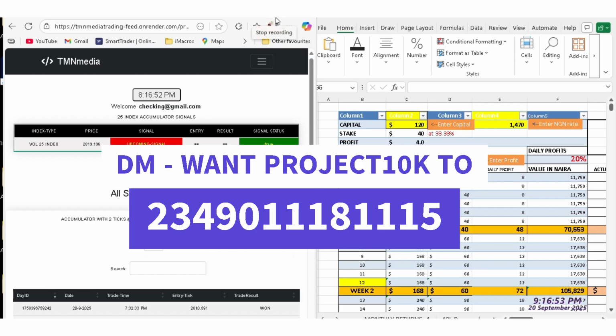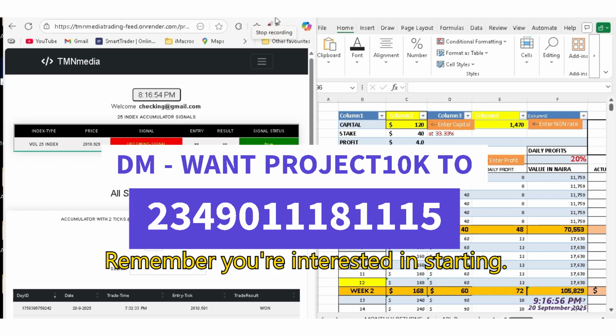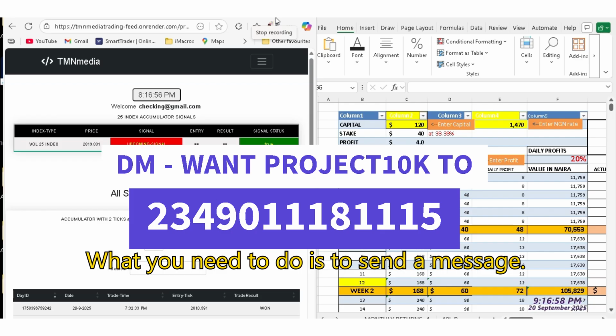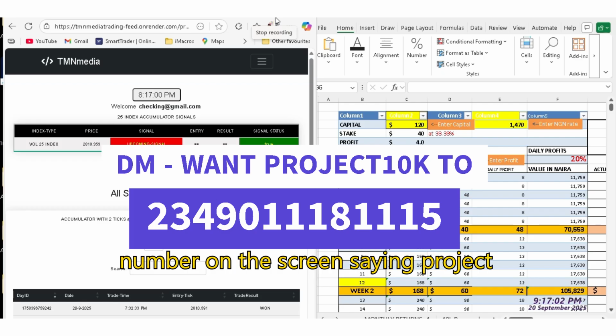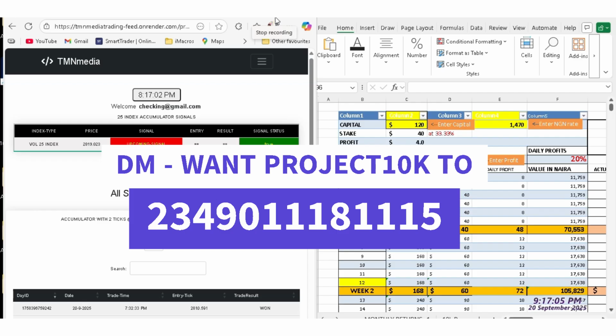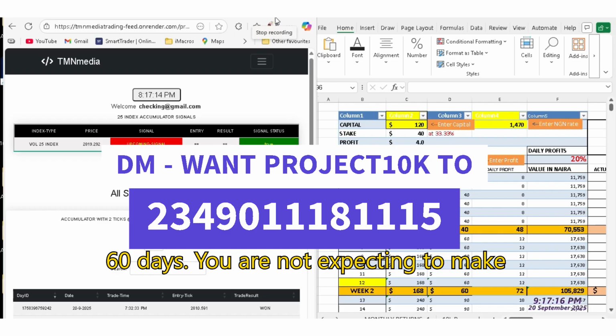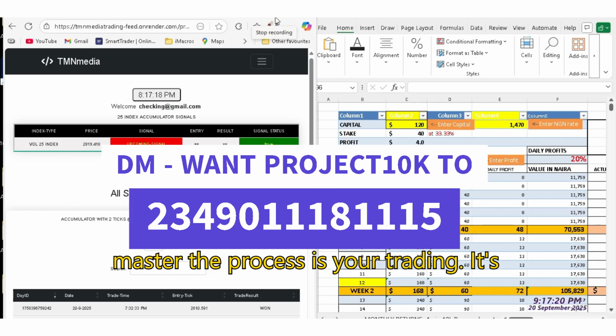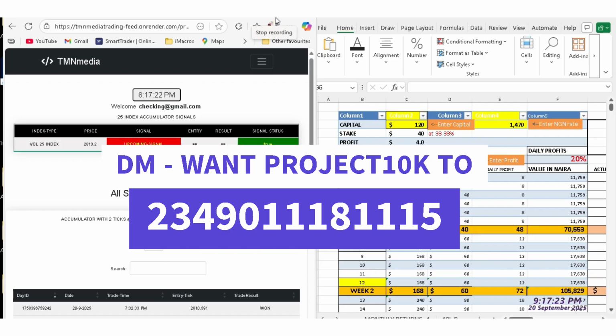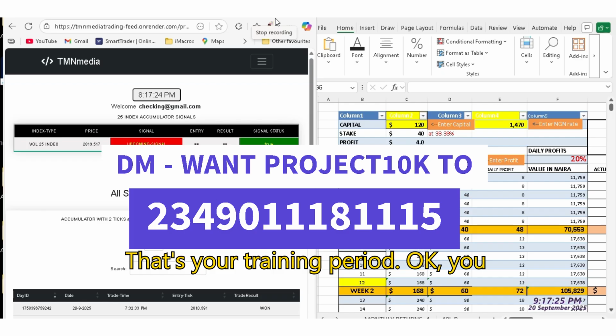If you're interested in starting, what you need to do is send a message, DM to the number on the screen. Send project 10K, only if you are ready to commit to at least 30 days or let's say 60 days, and you are not expecting to make money yet. You want to understand and master the process. It's like you want to do an apprenticeship. That's your training period. You practice, you learn, then you will earn.